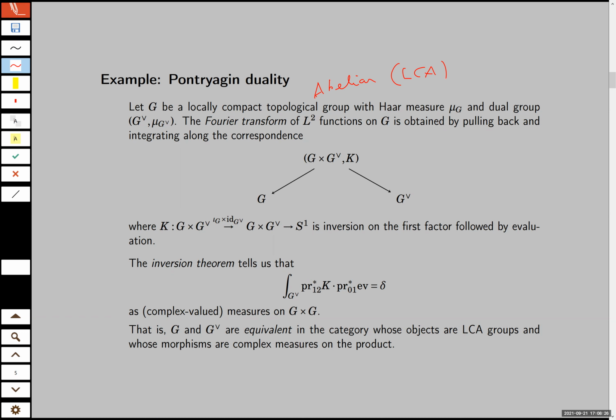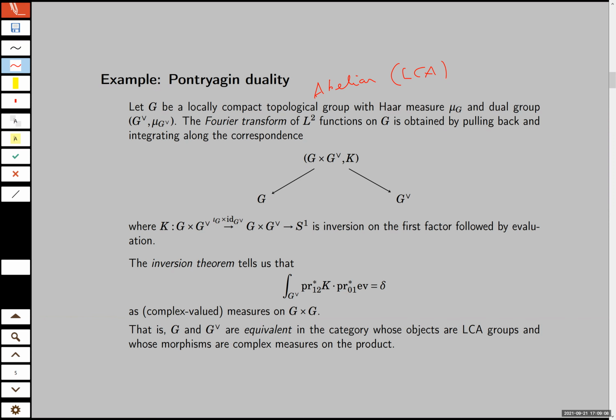There's a famous Fourier transform of L2 functions on G, which generalizes the Fourier transform of functions on R or functions on S1 versus functions on Z, or Z-indexed sequences. And to fit everything into the framework of this talk, I'm going to say that this is defined by pulling the function back to G cross G hat, multiplying it with this kernel, which is a function of two variables, and then integrating out the G factor.